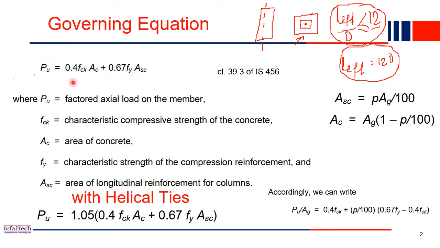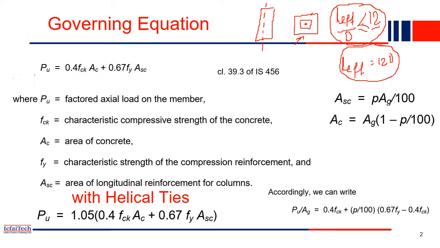What is PU? PU is the factored axial load on a member. It is the maximum compressive load a compression member can take. What is fck? Characteristic strength of concrete. Ac is the area of concrete. fy is the characteristic strength of steel reinforcement, and Asc is the area of longitudinal reinforcement for the column, right? So let's understand how this equation arrived, how we got 0.4 and how we got 0.67 fy Asc.